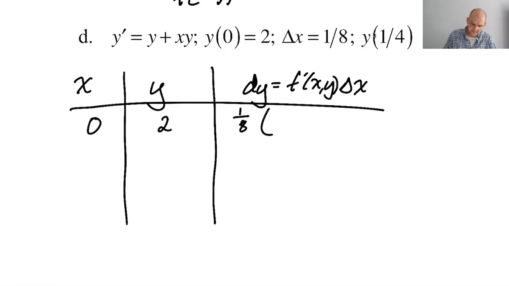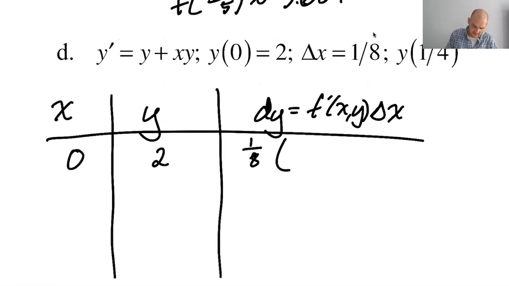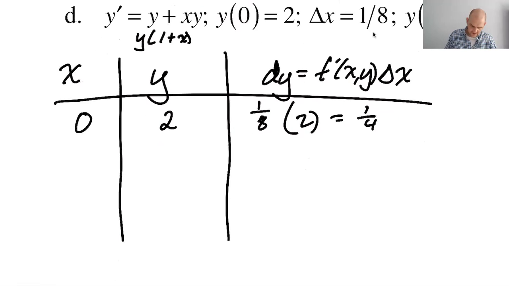What are we doing? It might actually help to factor this. So this is y times 1 plus x. So I have to add 1 to the x value, which gives me 1, and then multiply by y. So that's just 2. So that's 1/4. This one, we can do by hand. So this will be 1/8, and then add it again, you get 2/8, so you're at 1/4. So 2 plus 1/4 is 9/4.